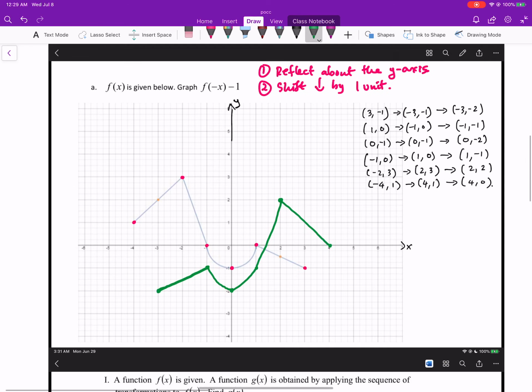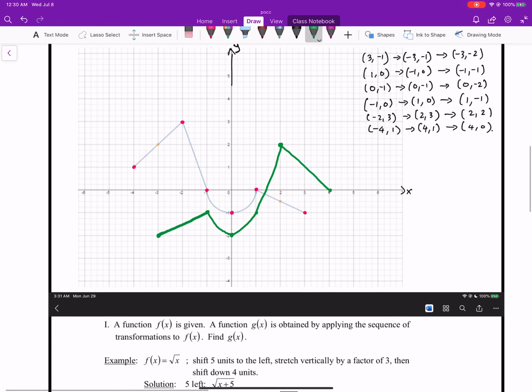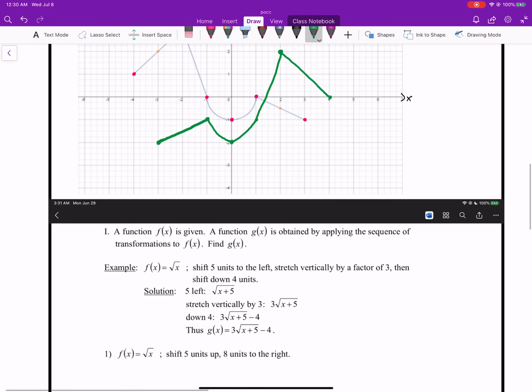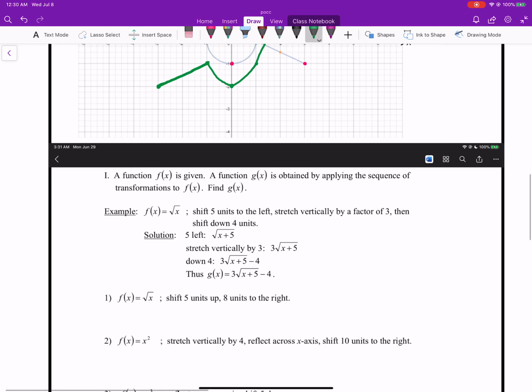Alrighty, so that's how you want to do it. So here I just literally used the information from what the function was, got it in words, and then took each of the points and went through the 1-2 step for each of the points to get to the new point. So you have that graphical approach.